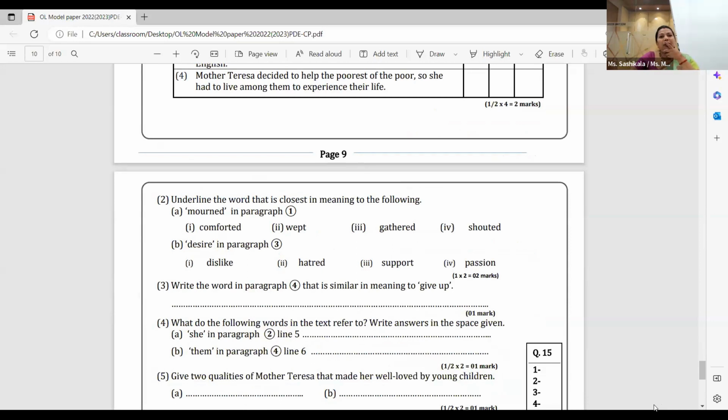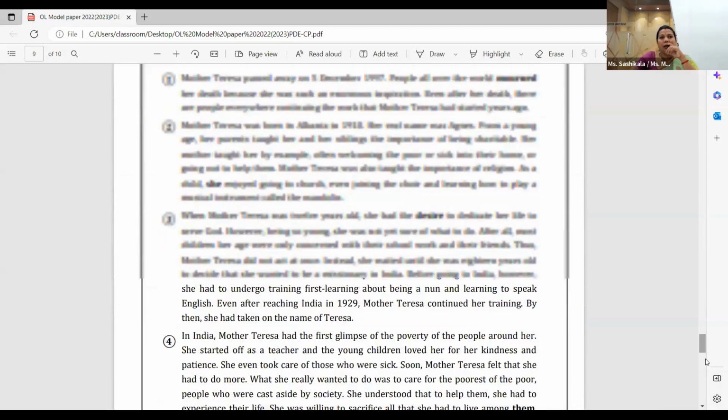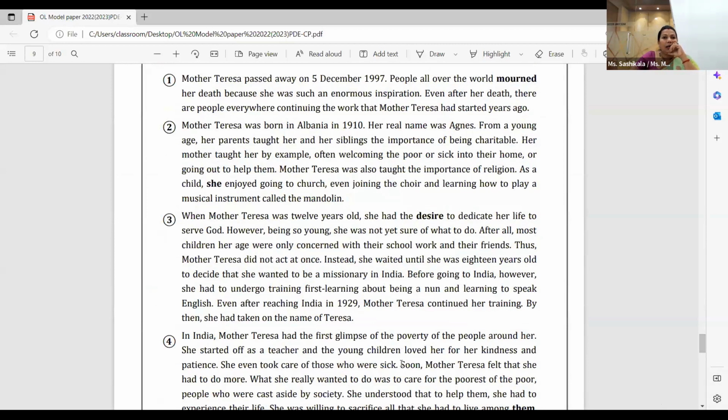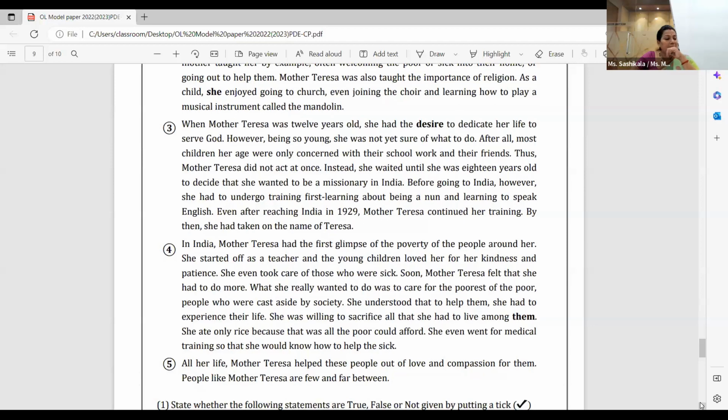Next one, write the word in paragraph 4 that is similar in meaning to give up. අපි give up කරනවා කියන්නේ අපි මොකක් හරි දෙයක් අතාරිනවා කියන එක. When you have something, so the best meaning here is paragraph 4 බලමු අපි. Paragraph 4 එකට යමු. Right, paragraph 4 එකේ අපිට තියෙනවා මෙතන give up කියන්නේ, right, sacrifice කියන එක, right? Here sacrifice කියන එක.